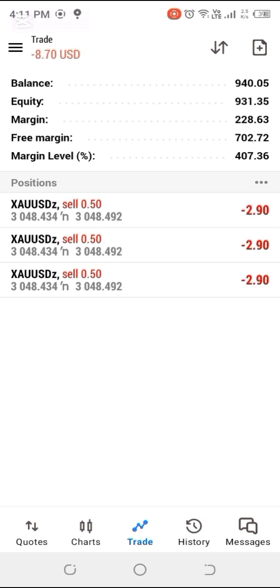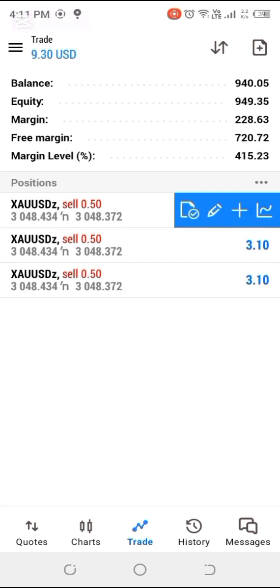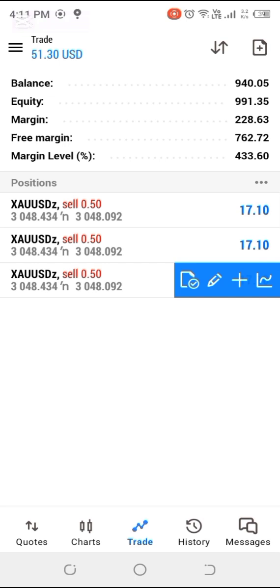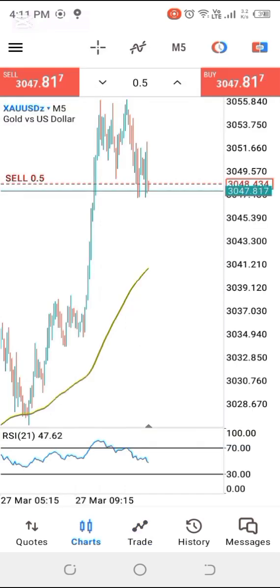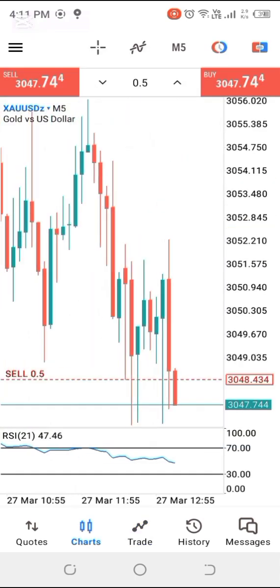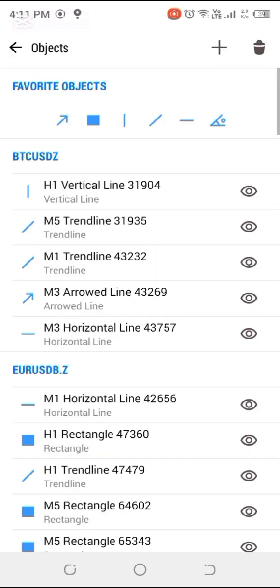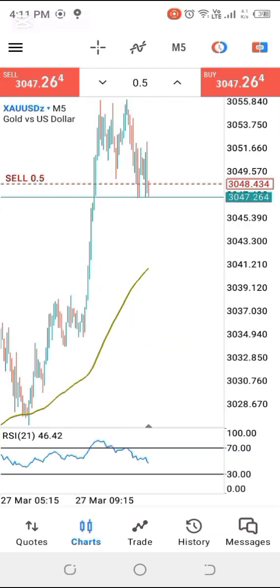So I remained with 3 positions, and now the risk was okay for me because the margin level percentage is already above 300%. So my risk was okay. I was ready to risk that. So I waited.